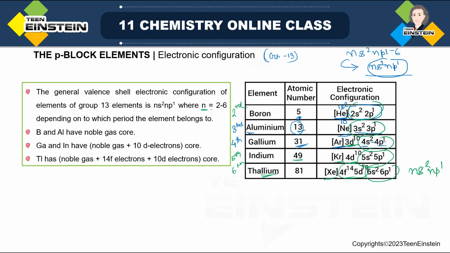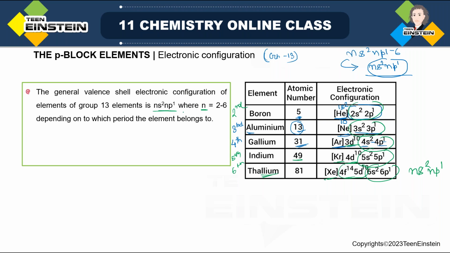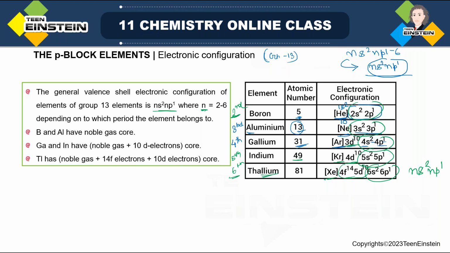So this n value, as you can see, the general configuration is ns2 np1, but the n value may vary from 2 to 6. Starting from 2 up to 6, it may vary: 2s2 2p1 or 4s2 4p1 or 6s2 6p1, but it is always ns2 np1. Depending on which period it is, it will vary.